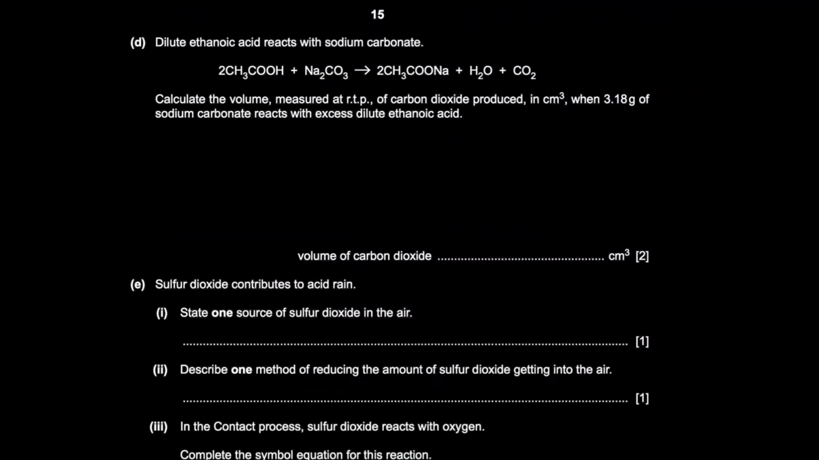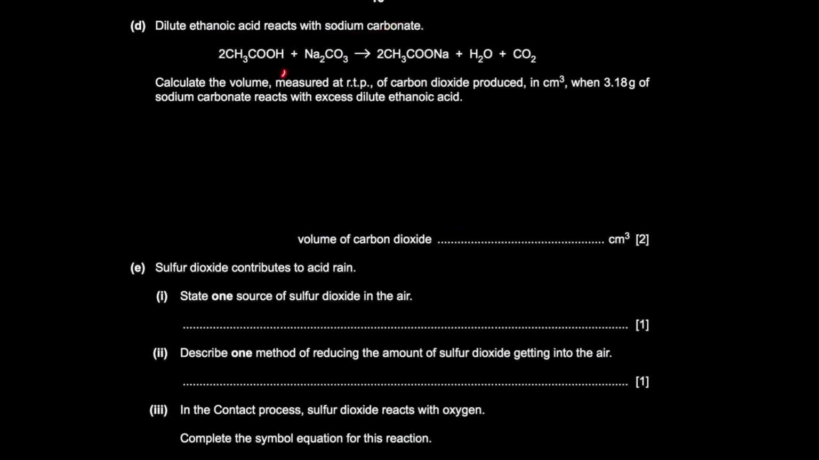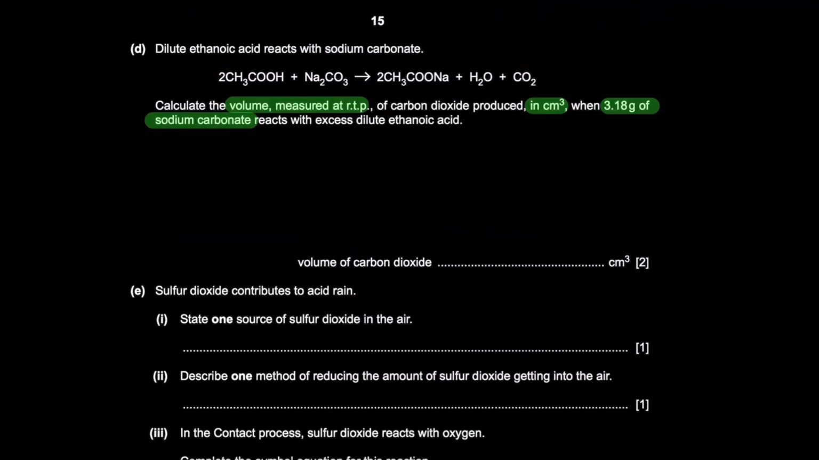Dilute ethanoic acid reacts with sodium carbonate. Calculate the volume measured at RTP in cm cube when 3.18 grams of sodium carbonate reacts with excess dilute ethanoic acid. Okay. So again, same thing, guys. Mole calculation, convert the known quantity to moles. The known quantity here is the mass of sodium carbonate. That's the given, right? You want to find volume of carbon dioxide, the mass of sodium carbonate is given, right?